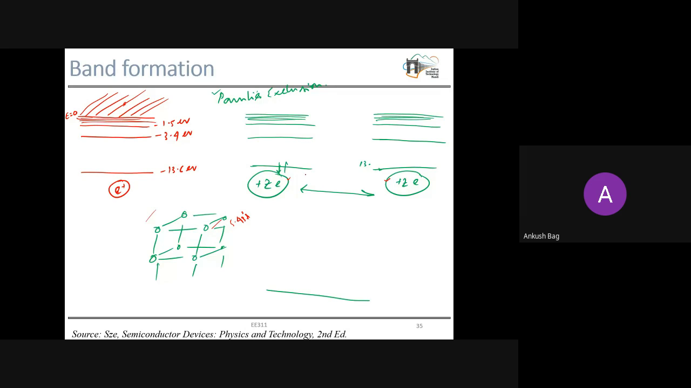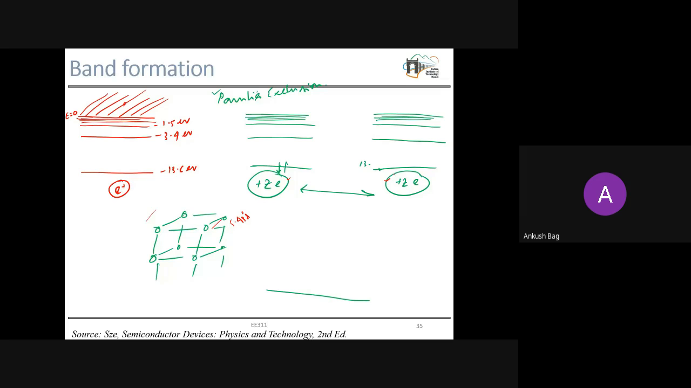However, things will start to change when the distance between the two atoms becomes smaller and smaller. That means when we bring these two atoms closer and closer, this atom will see the effect of the neighboring atom, and vice versa.